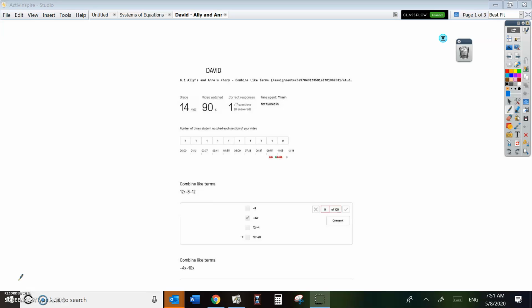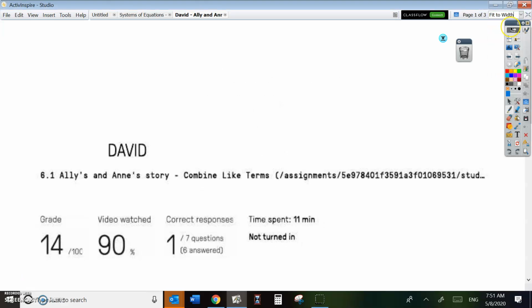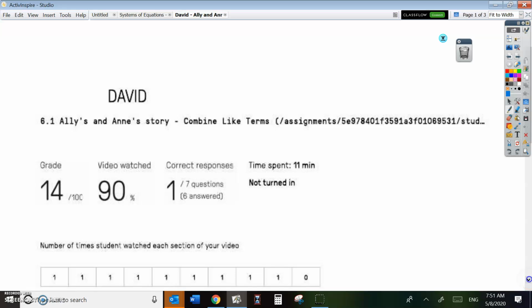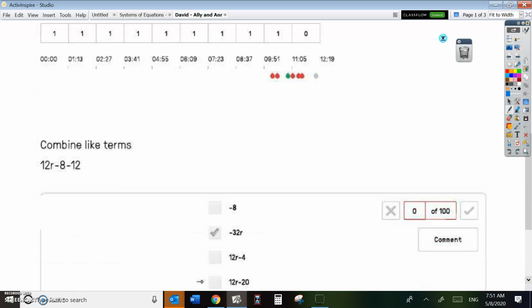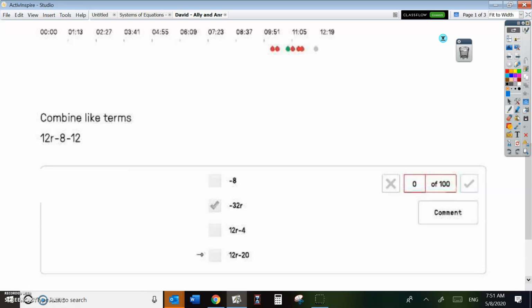Sure. So let's zoom in on this so you can see it better. Okay, the first one says 12r minus 8 minus 12. What you need to realize is that there are three different terms here, and only the first one has r in it. Only the first term has r in it, and the other terms are constant terms. They don't have a variable in them.